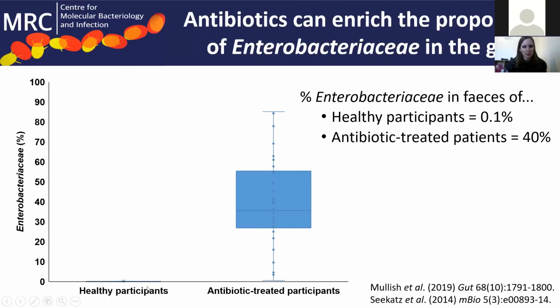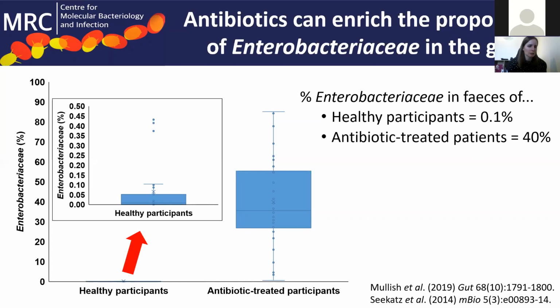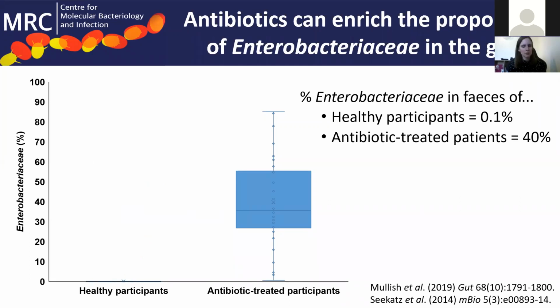If we look at the healthy participants, you can see there's just a very tiny amount of this Enterobacteriaceae normally present. But when we zoom in, looking just at the 0 to 0.5%, we can start to see the levels. So they're normally present at very, very low amounts. But when we look at our antibiotic-treated participants, we can see that they have a significantly higher amount of Enterobacteriaceae in their gut. Quite a broad range. Each of these dots represents a different sample from a different person. And potentially the differences here are due to differences in their underlying gut microbiota, but also potentially differences in the antibiotics these patients have received.